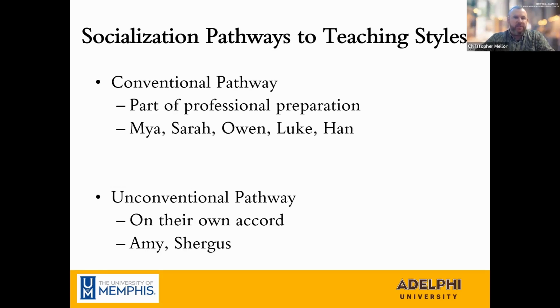So 5 of our participants fell into that conventional pathway and 2 fell into that unconventional pathway. Maya, Sarah, Owen, Luke, and Han were in the conventional, and then Amy and Sergis were in the unconventional pathway.